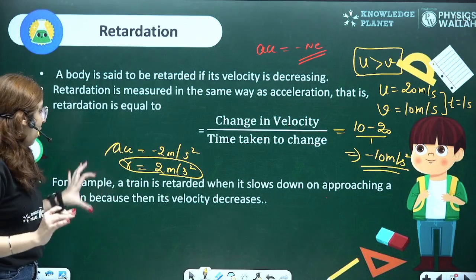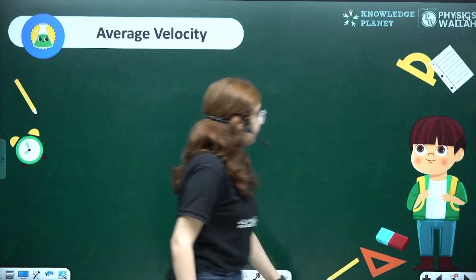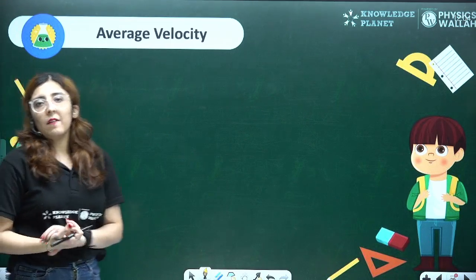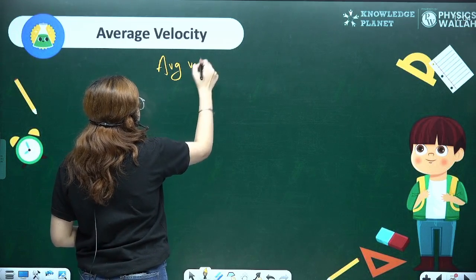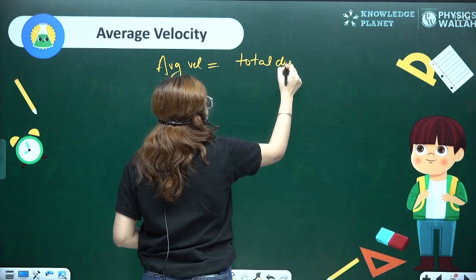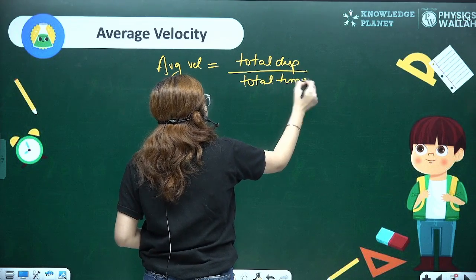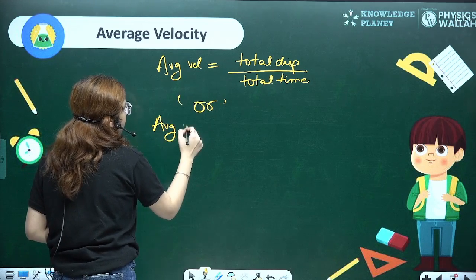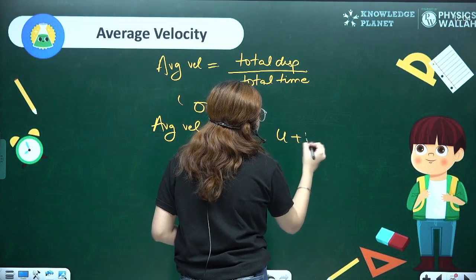Now, taking this up, we are going to talk about average velocity. Kids, when we talk about average velocity, in simple terms, average velocity is nothing but total displacement by total time. But there is one more formula for average velocity. We say average velocity is nothing but u plus v by 2.